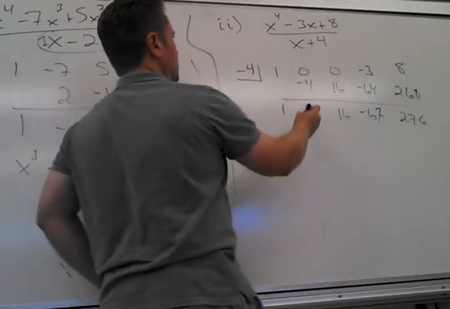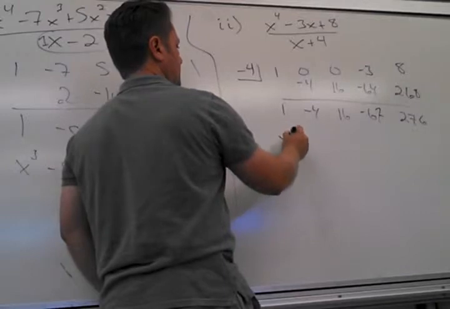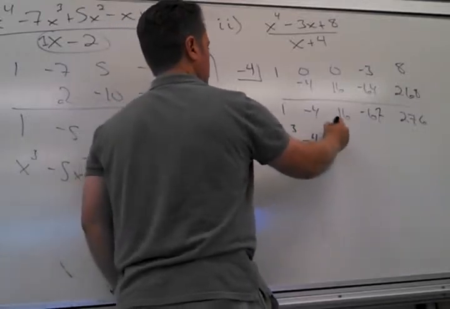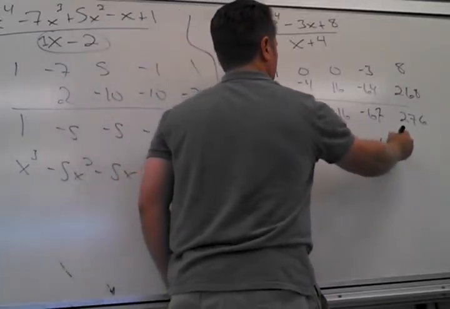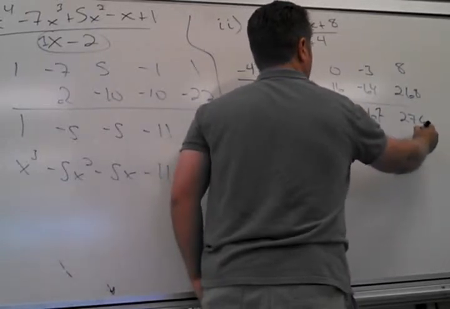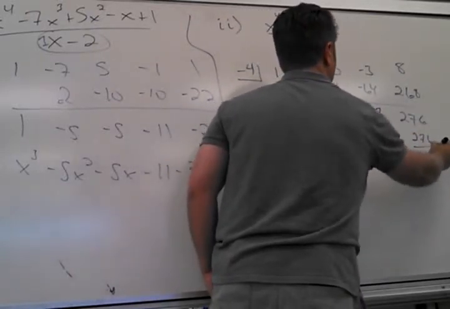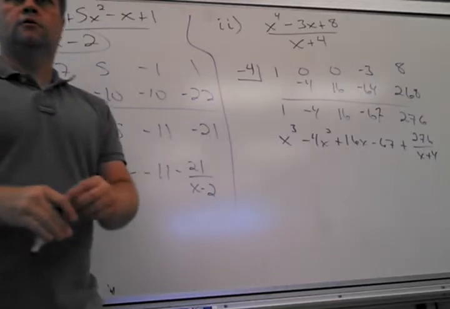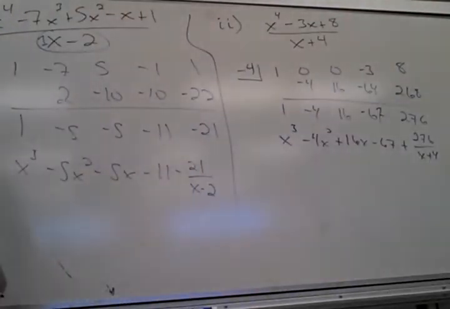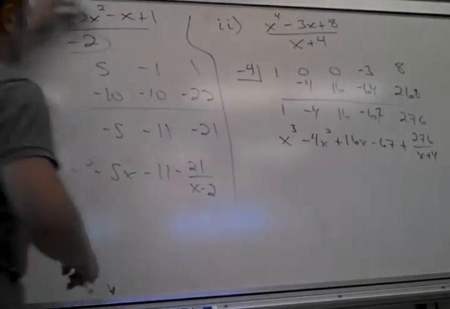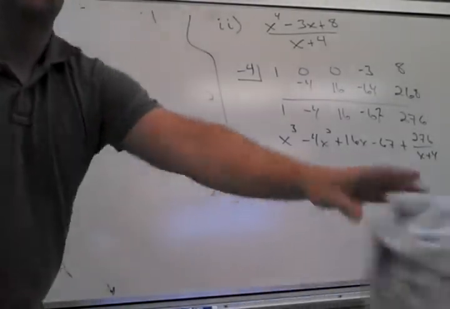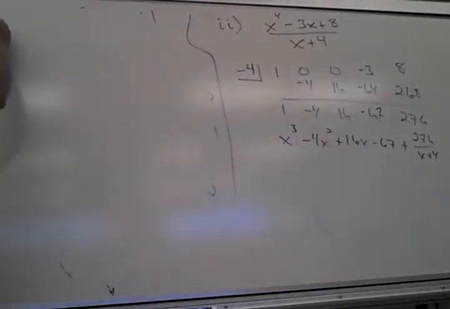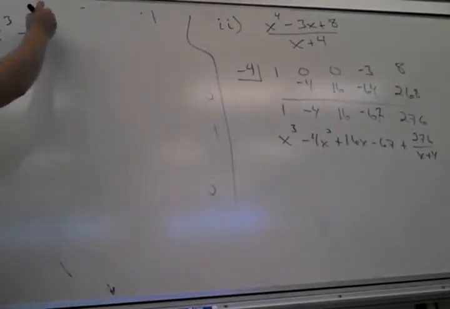So what is my answer? x cubed minus 4x squared plus 16x plus 67, with remainder 276 over x minus 4. Yes. So for those of you who hate factoring cubes, that's it.